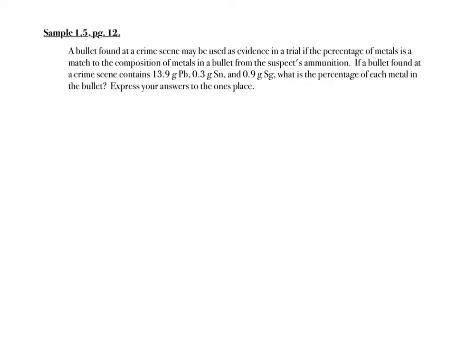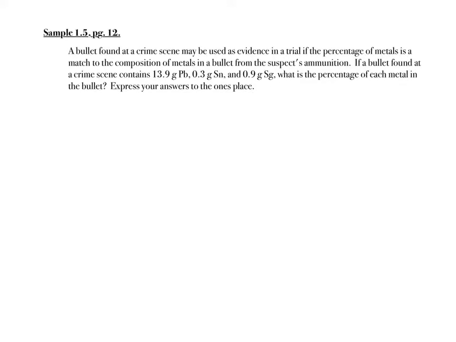You can see here it says a bullet found at a crime scene may be used as evidence in a trial if the percentage of metals is a match to the composition of metals in a bullet from the suspect's ammunition. If a bullet found at a crime scene contains 13.9 grams of lead, 0.3 grams of tin, and 0.9 grams of antimony, what is the percentage of each metal in the bullet? And express your answers to the ones place.